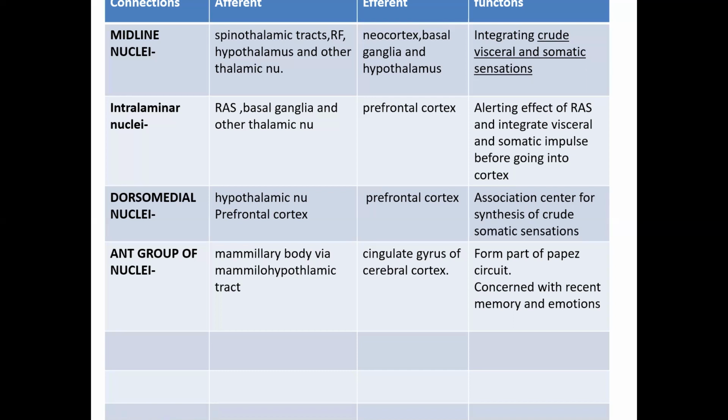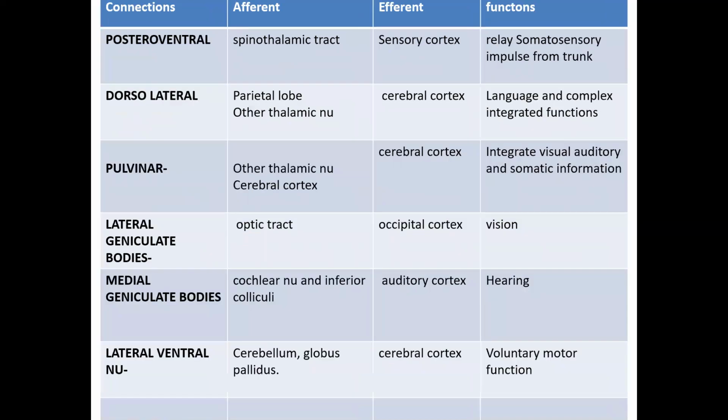In the viva, the examiner may ask what the Papez circuit is. So you should know the connection between the thalamus, mammillary body, and the cerebral cortex cingulate gyrus. That is called the Papez circuit, and it is helpful for recent memory and emotions.